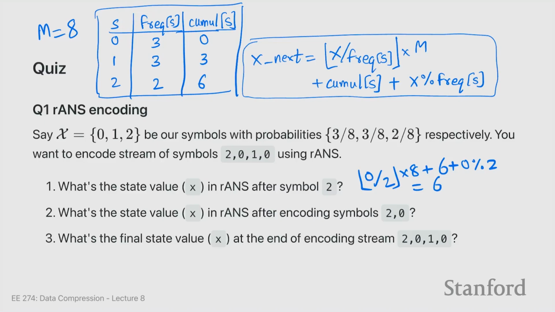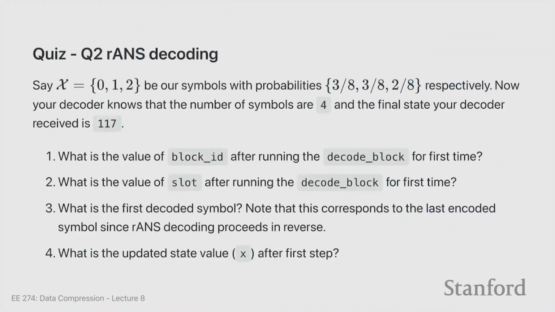Okay. Let me do the next one. So 6 divided by frequency of 0, which is 3, multiplied by 8 again, plus cumulative of 0, which is 0, plus 6 modulo the frequency of 0, which is 3. So 6 modulo 3 is 0. So only the first term survives and you get 16. After you do all of it, you should get 114. Just substitute.